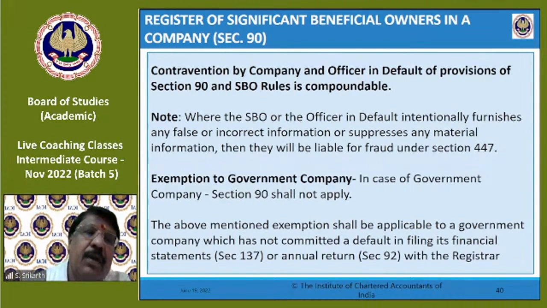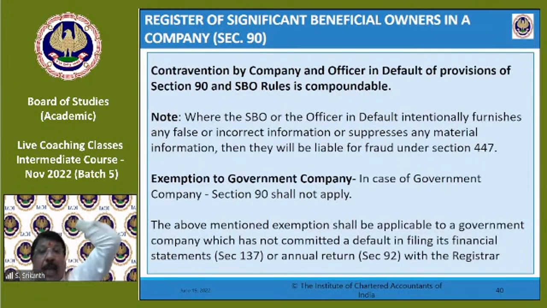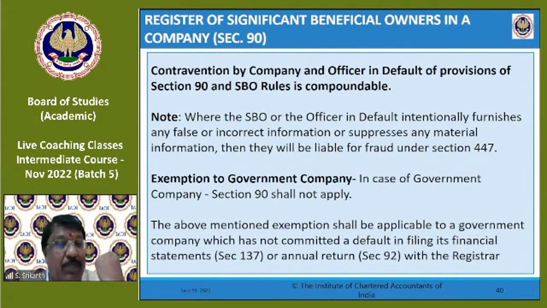Okay. So as usual, where the SBO or officer in default intentionally furnishes false or incorrect information, then they will be liable for fraud under 447. I hope you remember 447 from prospectus. I even shared the slide. Heavy penalty, including imprisonment. Suppose they give false information.